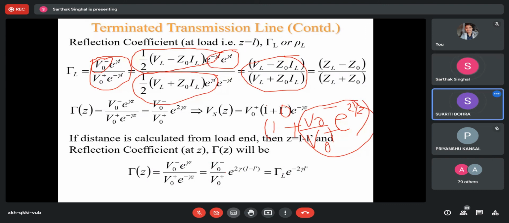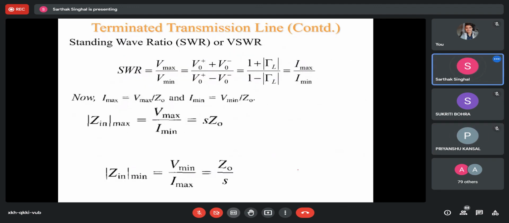And after substituting, what will you get? You get gamma L into e to the power minus 2 gamma L dash, right? Where L dash is the distance from the load terminal. Is it clear? Okay.